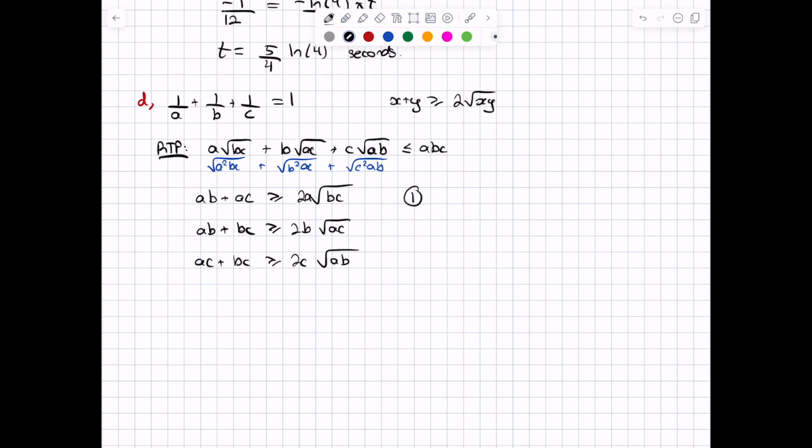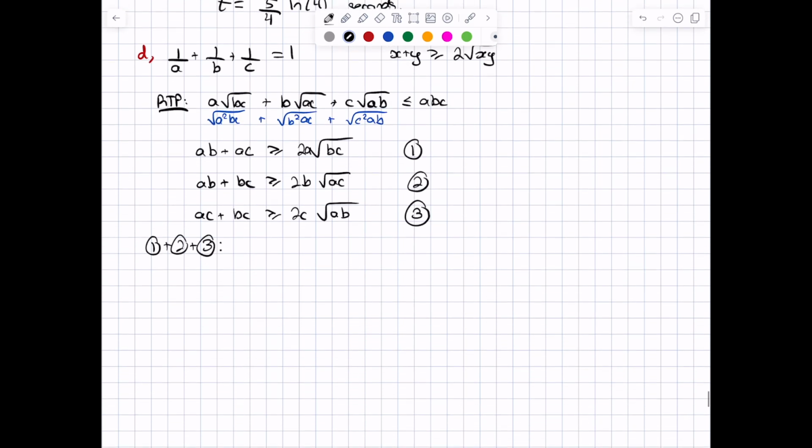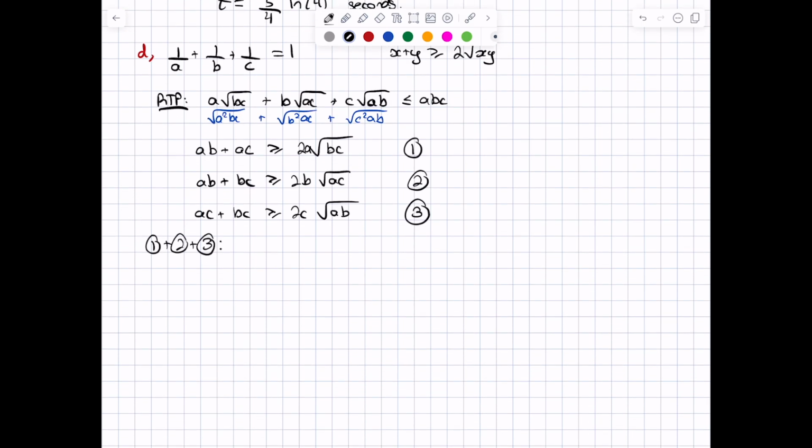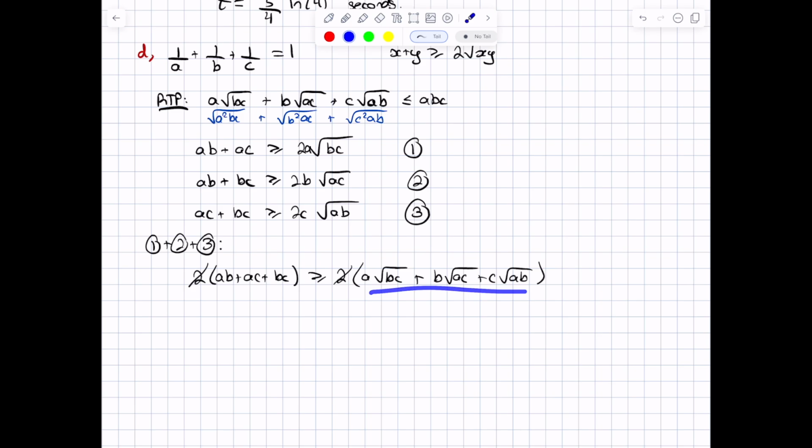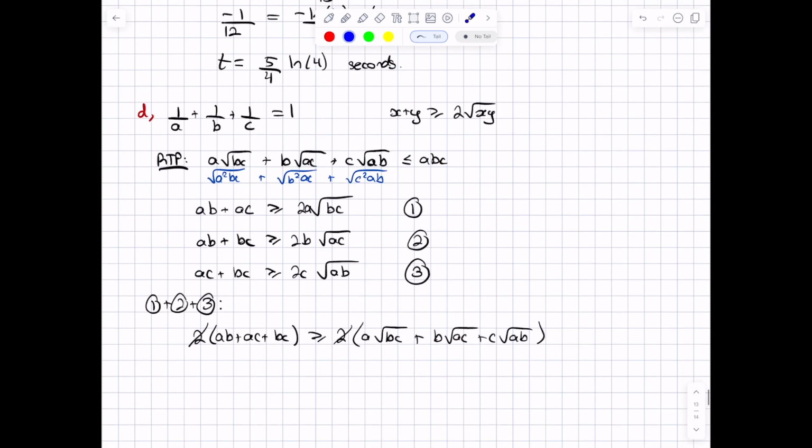Then I'm going to add these up. So I'll call this equation 1, 2, and 3. Let's add them up. So 1 plus 2 plus 3 tells me that, what do we have? We have 2 copies of ab plus ac plus bc being greater than or equal to 2 copies of a root bc, b root ac, c root ab. Now, of course, I can cancel off those 2's. And I'm pretty close to what I want. I've got this, which is the left-hand side of what I want. Where did we write it? There it is. Now I've just got this as my right-hand side.